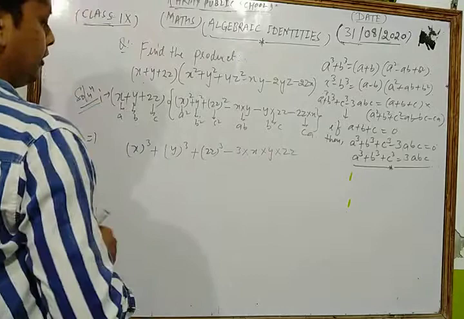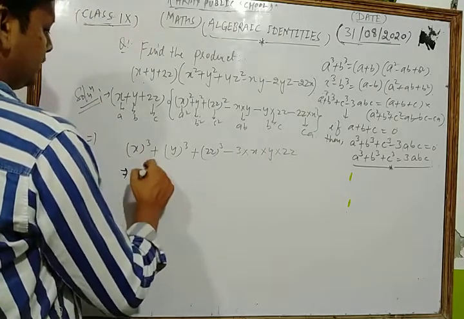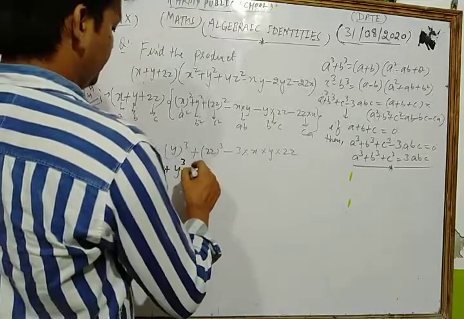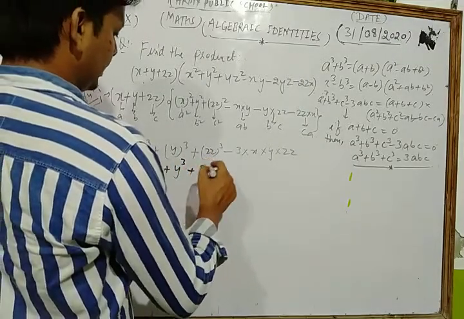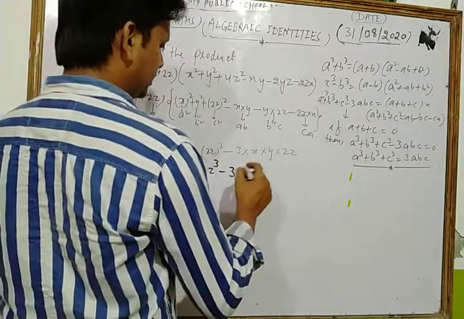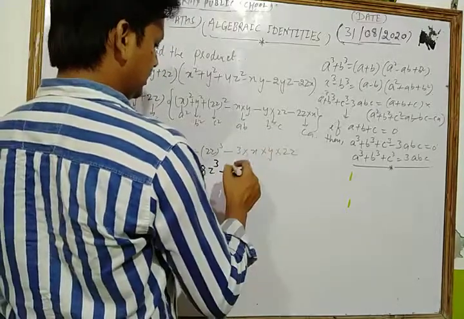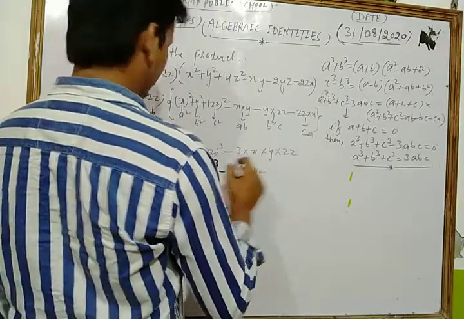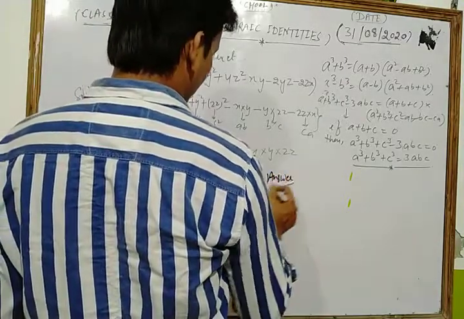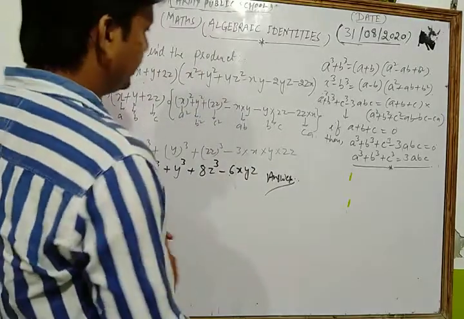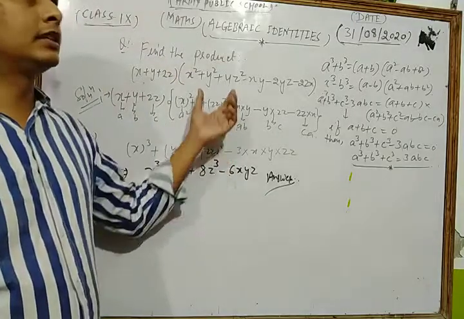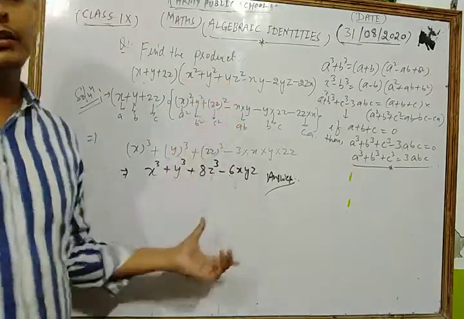So dear student, we get x cube plus y cube plus 2 cubed, which is 8z cube, and minus 3 into 2, which is 6xyz. So this is our final answer. Dear students, we can solve all the questions of your NCERT exercise based on these concepts in this way.